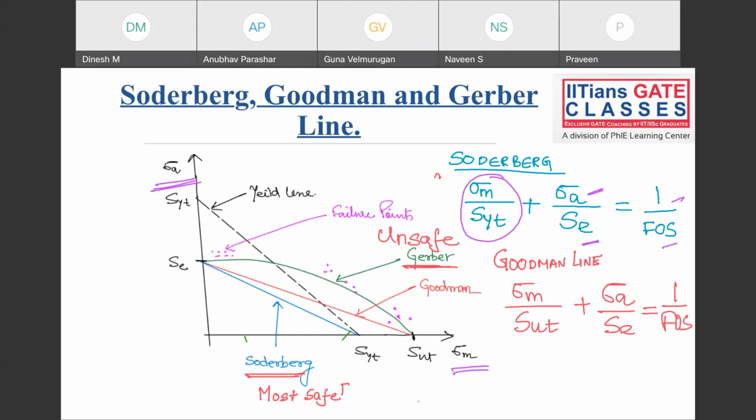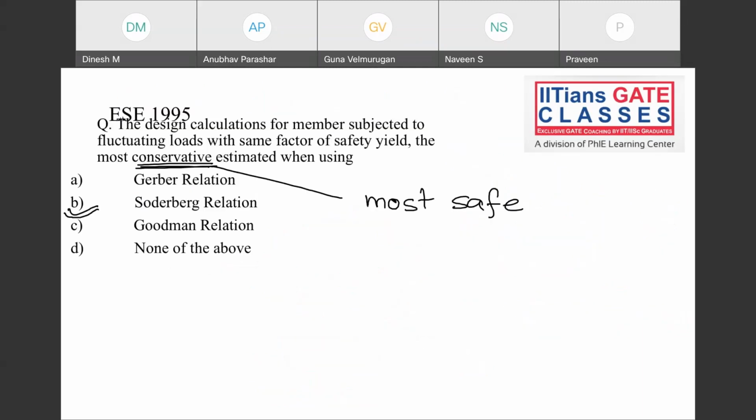So which one is the best? Now tell me, of all the three, which one is the best? Gerber mein kuch to Gerber hai, it is most unsafe. You can simply say unsafe. Which one is the best in that case?